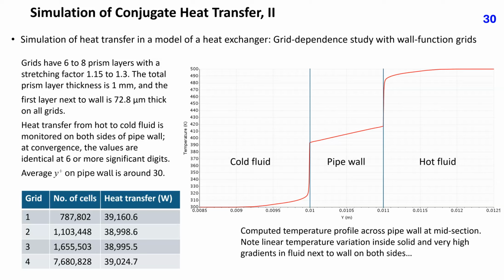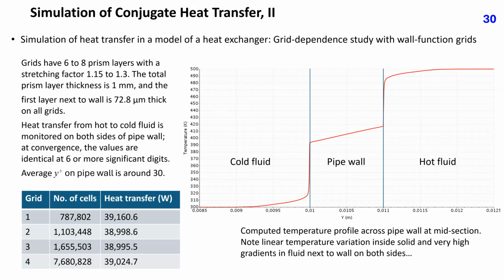4 grids were used in a grid-dependence study. Grids have 6 to 8 prism layers with a stretching factor from 1.15 to 1.3. The total prism layer thickness is 1 mm and the first layer next to the wall is 72.8 micrometers thick on all grids. This results in an average y+ on the pipe wall around 30, which is acceptable when wall functions are used. Heat transfer from hot to cold fluid is monitored on both sides of the pipe wall.